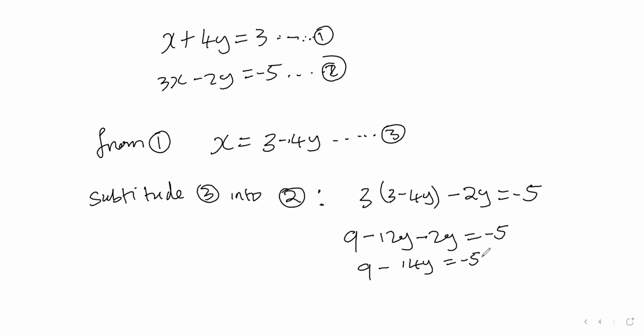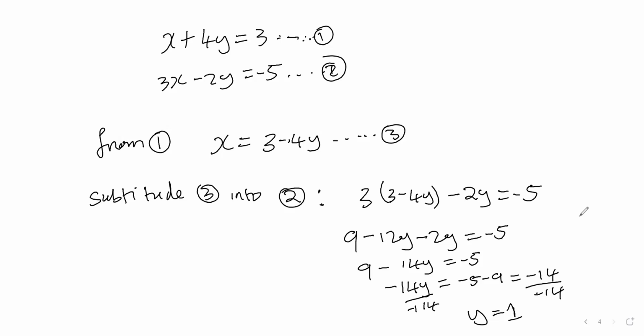Move the 9 to this side by subtracting 9 on both sides. Minus 14y will be equal to minus 5 minus 9, which is actually equal to minus 14. Then we divide both sides by minus 14 to get our y, so that y is 1. In the substitution method, y is 1. Take your y equals 1, substitute it back into the expression for x, and get your value for x.